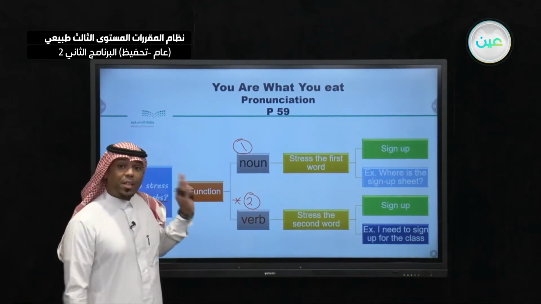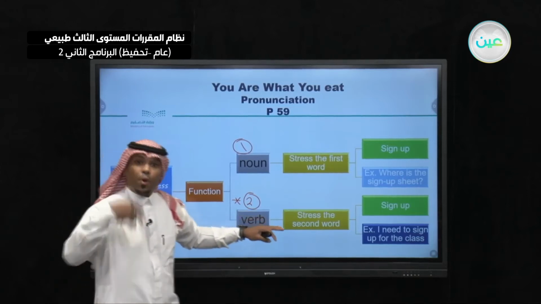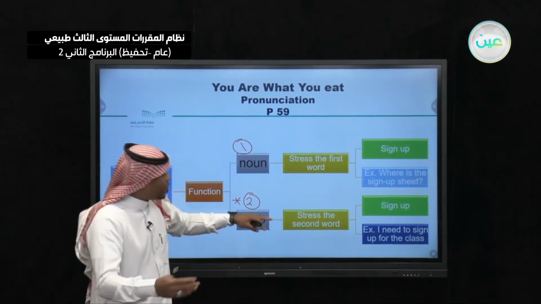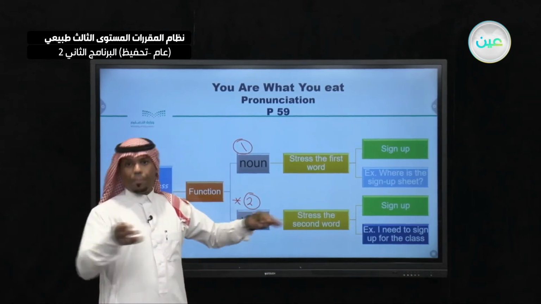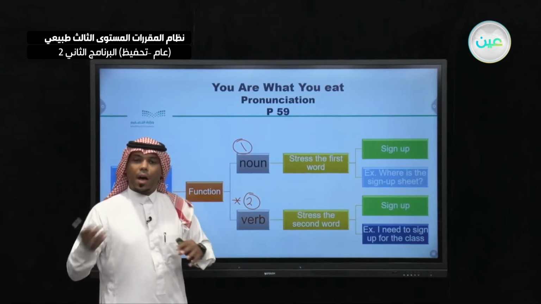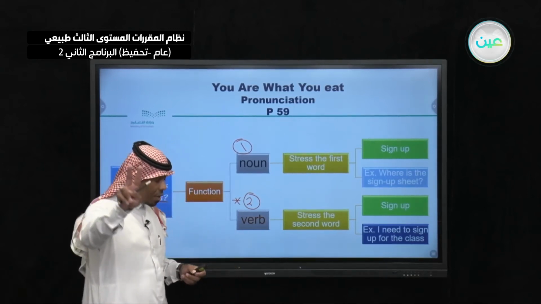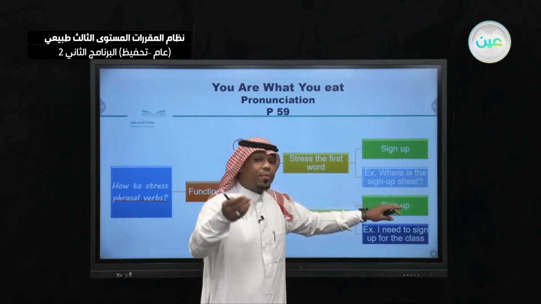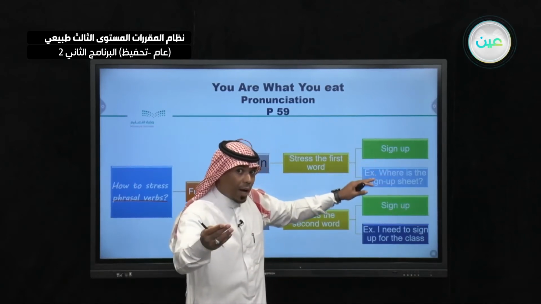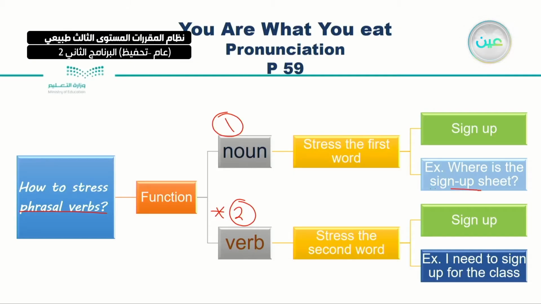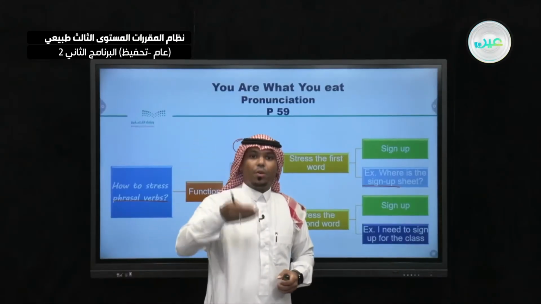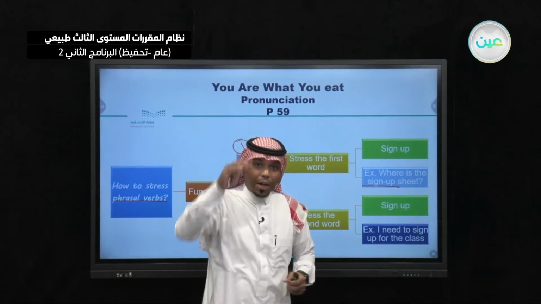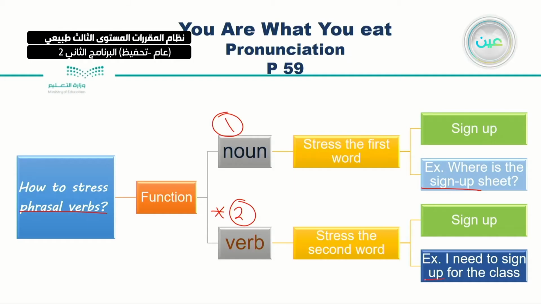What about the verb? If I use the phrasal verb and it functions as a verb or action, I have to stress the second word, the particle, even the adverb or the preposition. For example, also here we have sign up, just like the noun, but this time it is different. Why? Because it functions like a verb. I need to sign up for the class. Here I'm stressing on up.